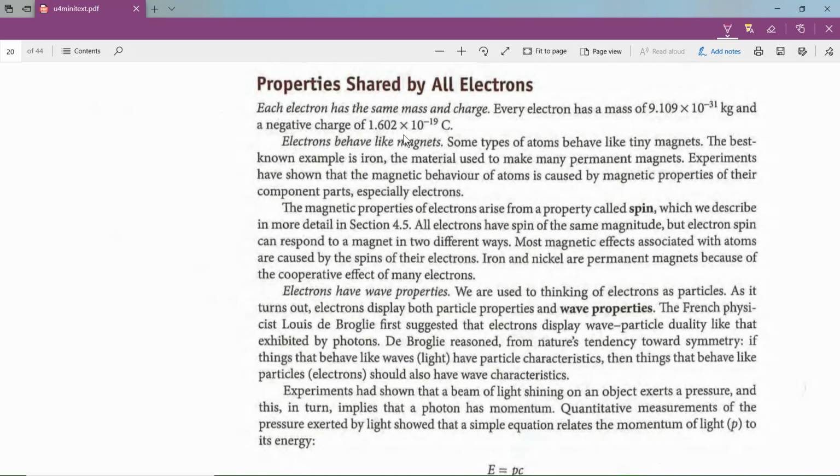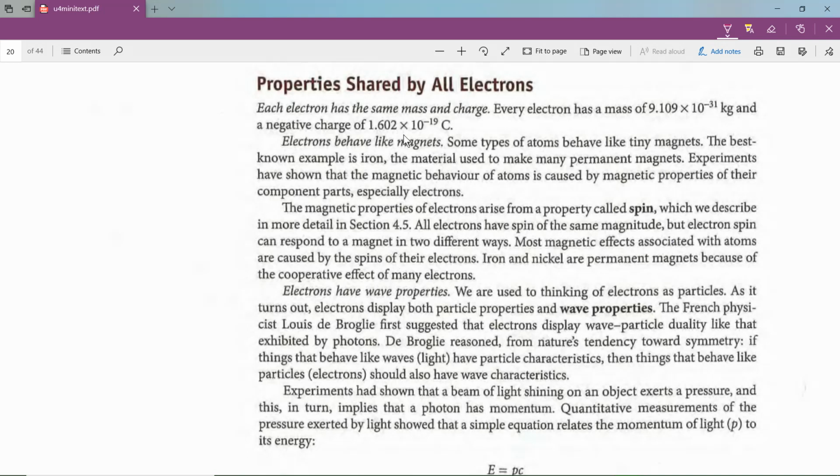And the magnetic properties come from spin, which we're going to talk about, if not this class, then the next one, because you can think of electrons spinning in one direction, and it's associated with the spin quantum number, and the value is +1/2, or spin in the opposite direction, and then the value for the spin quantum number, m sub s, is -1/2. So only two different ways for each electron. Iron and nickel are permanent magnets because of the cooperative effects of many electrons.